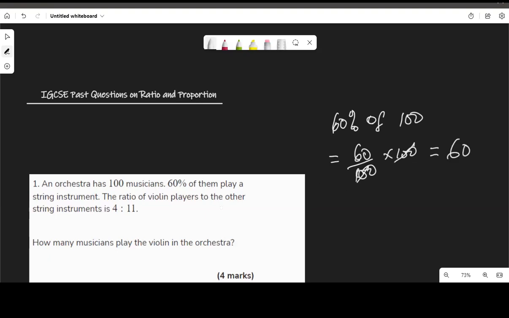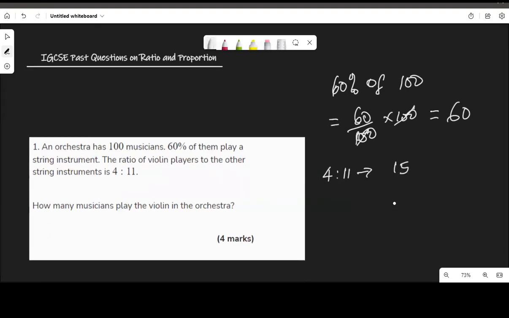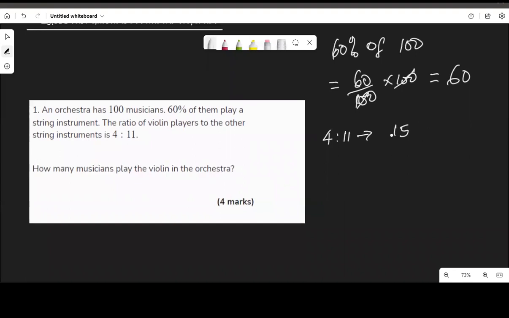Now out of this 60, the ratio of people that play violin to other string instruments is 4 to 11. So if I have a ratio of 4 to 11, when I add the ratio together, that will be 15. In other words, the total ratio that played string instruments is 15. So out of that ratio, 4 play violin. So 4 out of 15 times this.